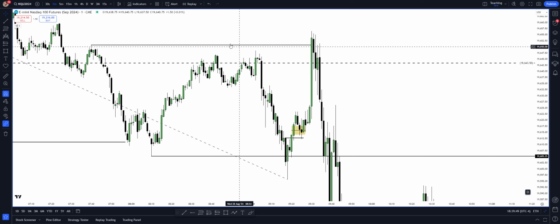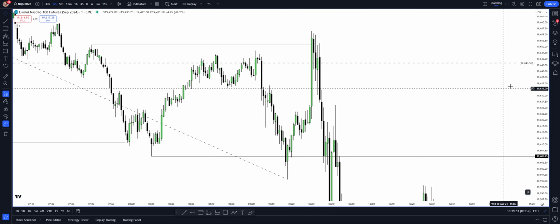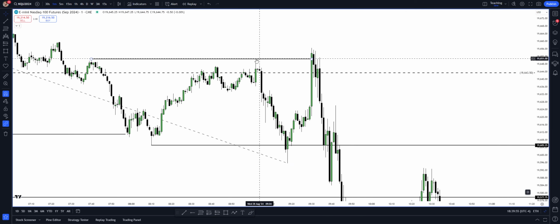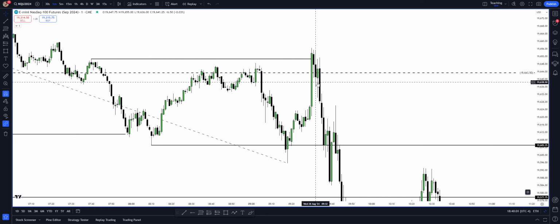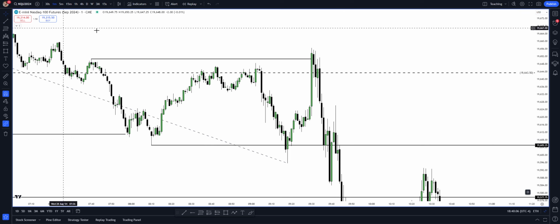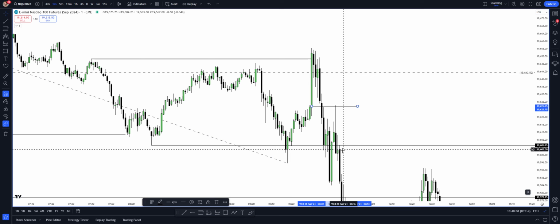And that's when I didn't switch bias, but that's when I actually ditched the long idea, because the buy side was swept. So initially I said this is a seek and destroy because it's going from buy side, sell side, buy side, sell side. But this is what happened. Buy side was taken, displaced lower in that displacement.